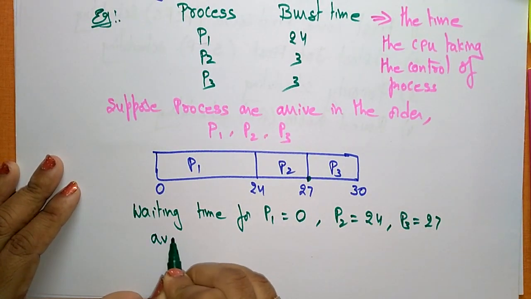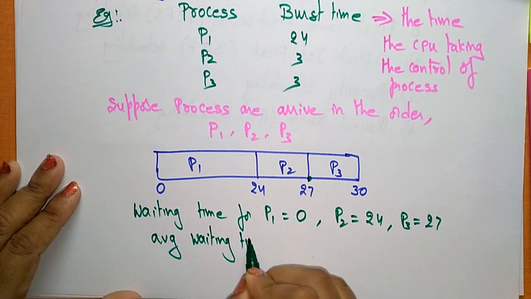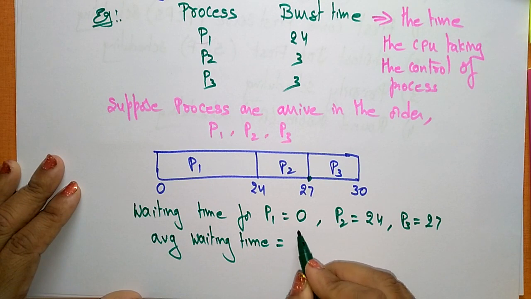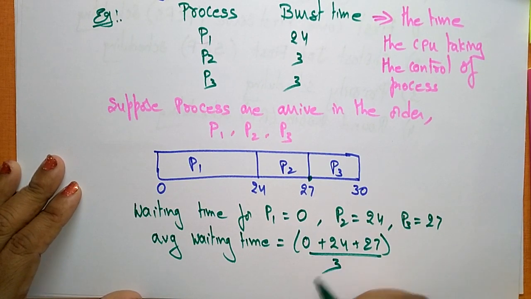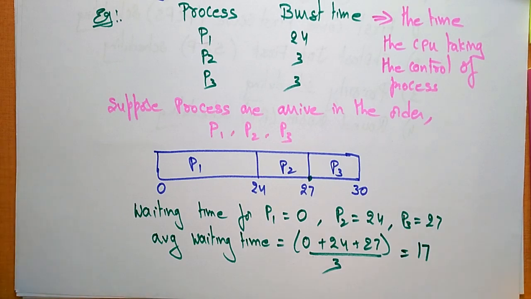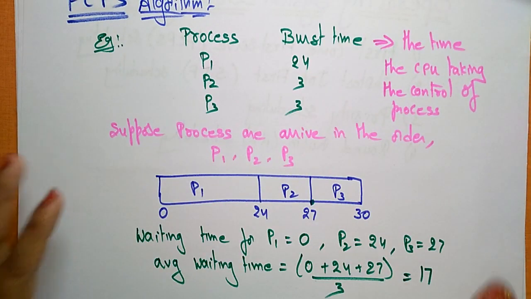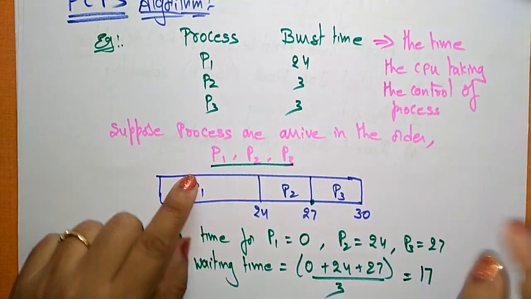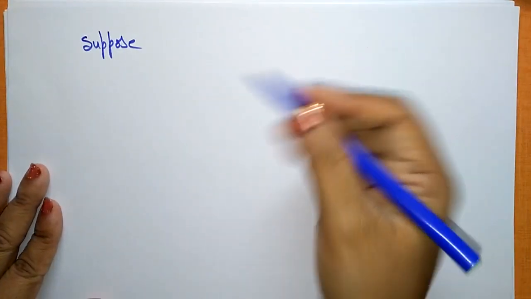Now what is the average waiting time? The average waiting time of this first come first serve is 0 plus 24 plus 27 by 3. So you will get 17. 17 is the average waiting time of this process that has to be executed in the CPU. This is the order I have taken, P1, P2, P3. Suppose I change the order.